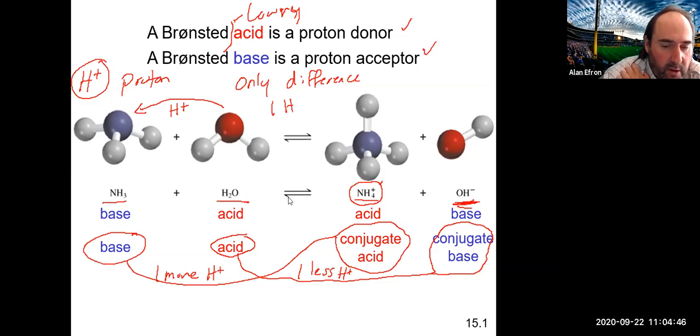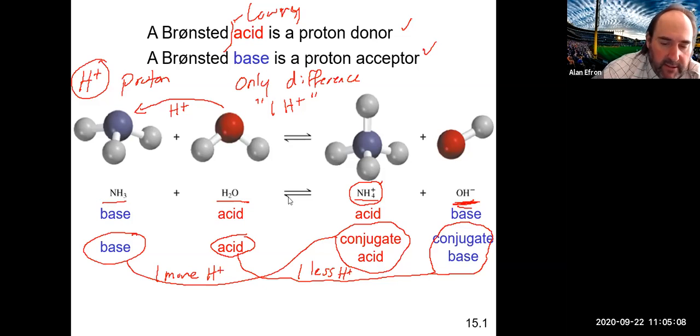So just 1 H plus only can be the difference between those two things in order for them to be conjugate acid base pairs. If you have more than 1 H plus difference, they are not pairs. If you have some other element in addition, they are not pairs. The only difference can be 1 H plus.